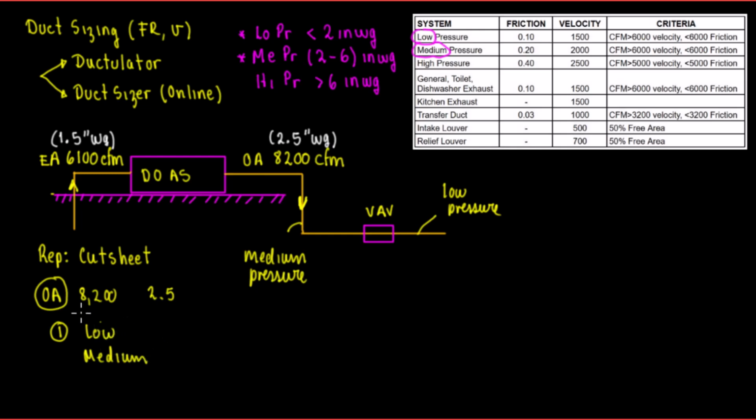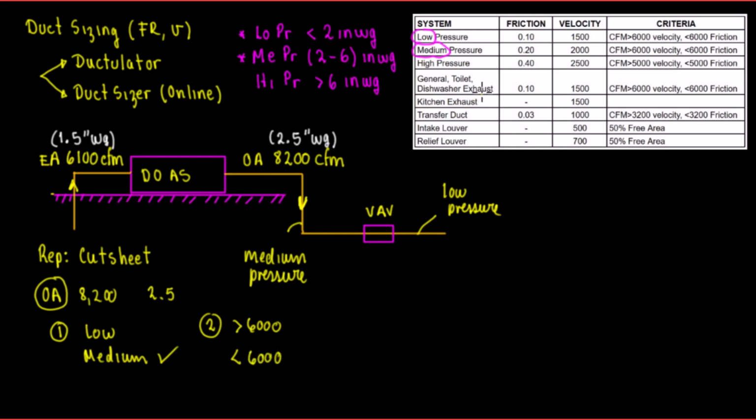Is it low or medium for the OA? For the OA, 8200, and this is 2.5 inches of water column, and also it's before the VAV, so I'm going to make a check mark in here. Is it low or medium? It's medium. Oh, that's great. Step number 1, good. Step number 2, is it greater than 6,000 or below 6,000 CFM?